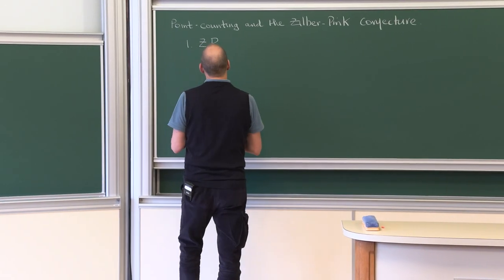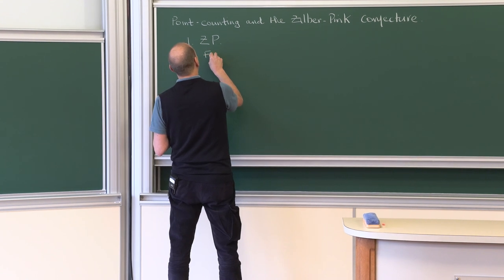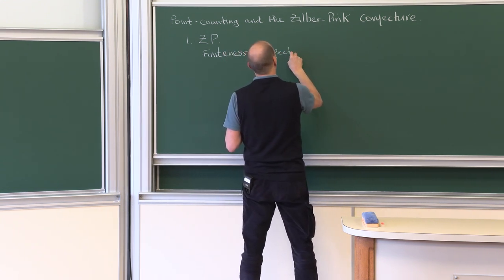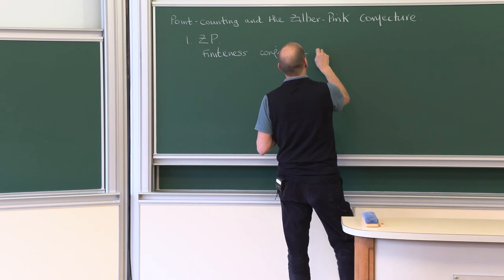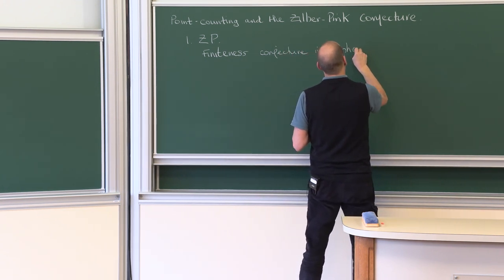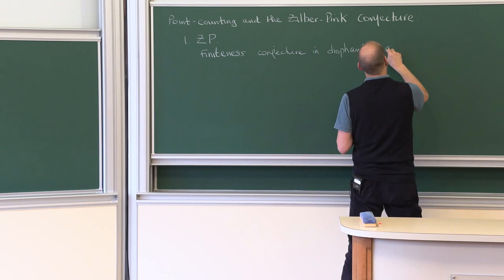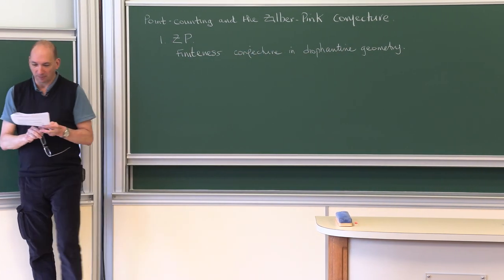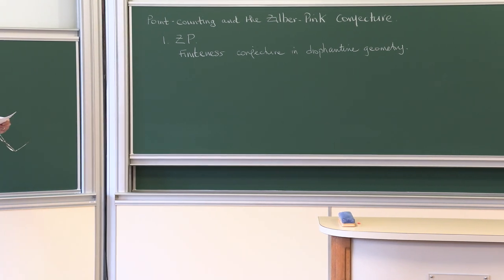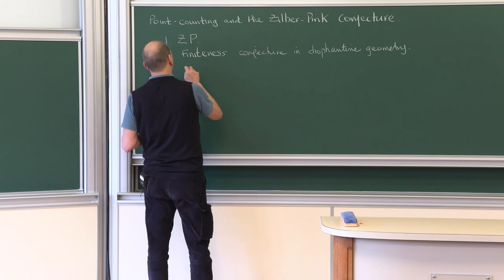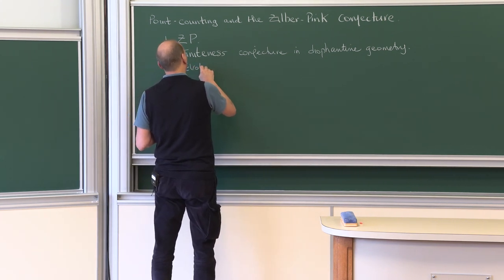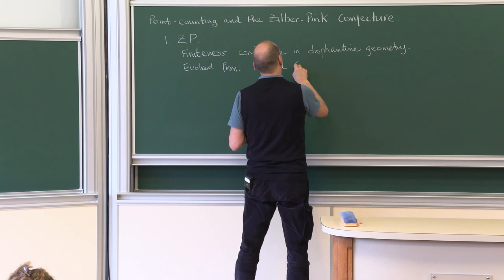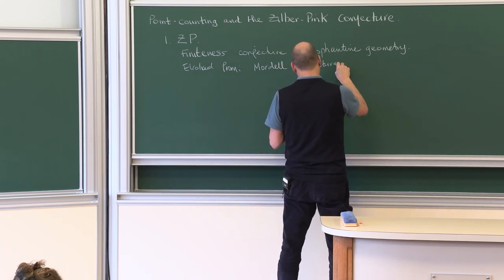Okay, so the Zilber-Pink conjecture, ZP, is a finiteness conjecture in diophantine geometry. And it evolved from maybe the most famous such statement, which is the Mordell conjecture of 1922.